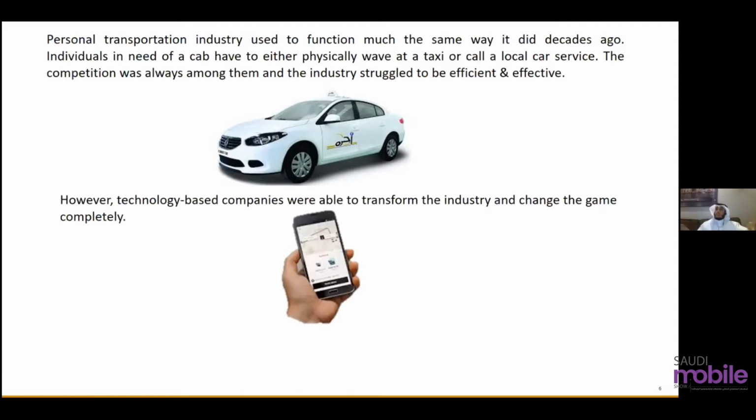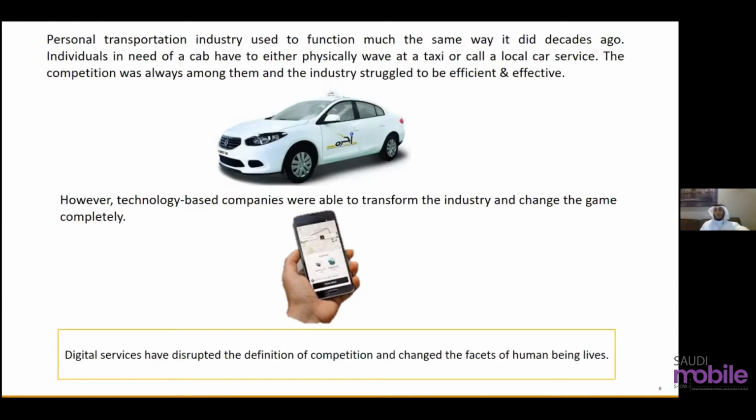However, technology-based companies were able to transform this industry, the transportation or car hiring industry, and change the game completely. So digital devices that aided that dramatic transformation have disrupted the definition of competition and changed the facets of human lives. And we are moving towards other revolutions.